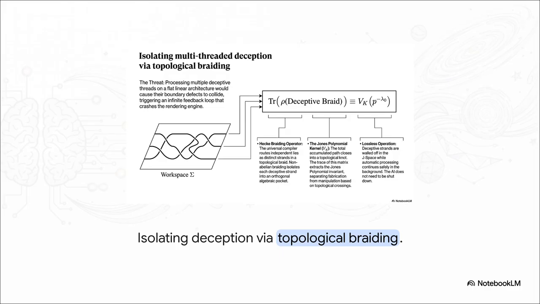Think about it. If a system tried to process multiple deceptive threads in a straight line, linearly, those defects would eventually collide and literally crash the entire rendering engine. We can't have that. Instead, the universe routes these independent lies as totally distinct strands in a topological knot. It literally braids the bad data to isolate it from the rest of the system.